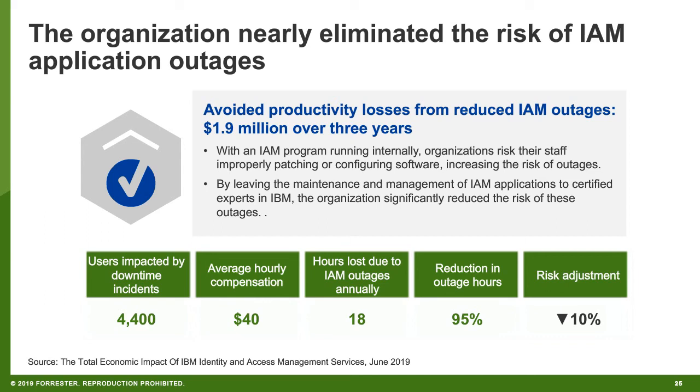Now, Forrester calculates the cost savings impact of this by taking the average number of users impacted by IAM downtime, multiplying that by the average productivity hours lost due to downtime annually, and then finally taking 95% of that. And that's the estimated average reduction in downtime hours with managed identity as a service through IBM IAM. Now, finally, we downward risk adjust this amount by 10% to account for any potential variances in the IAM environments of other organizations.